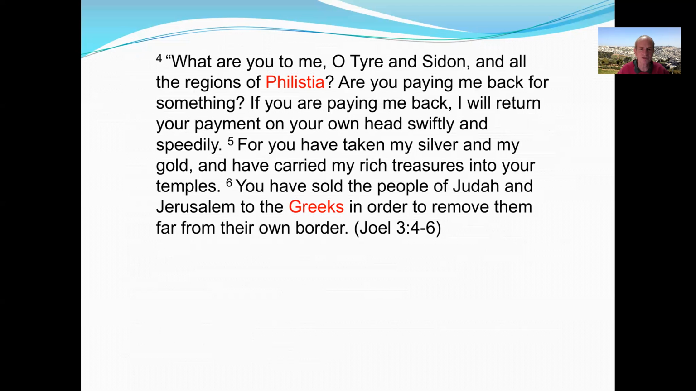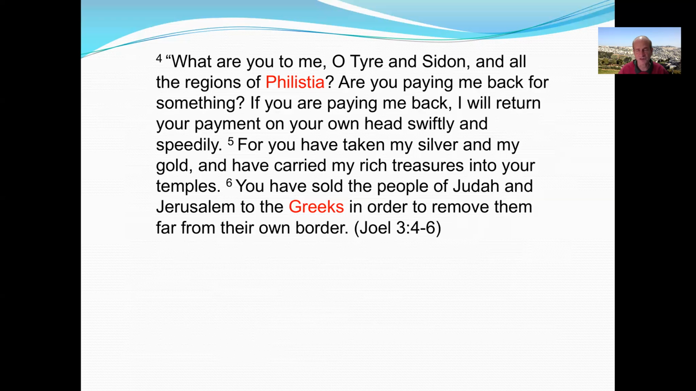There are a couple nations that are mentioned in there, and this kind of just serves to confuse things. Because the first few, Tyre and Sidon and Philistia, were kind of prominent in the early days of Israel, especially the Philistines. And those people were enemies, and they sold the people of Judah and Jerusalem to the Greeks. But no, the Greeks are really late on the scene.